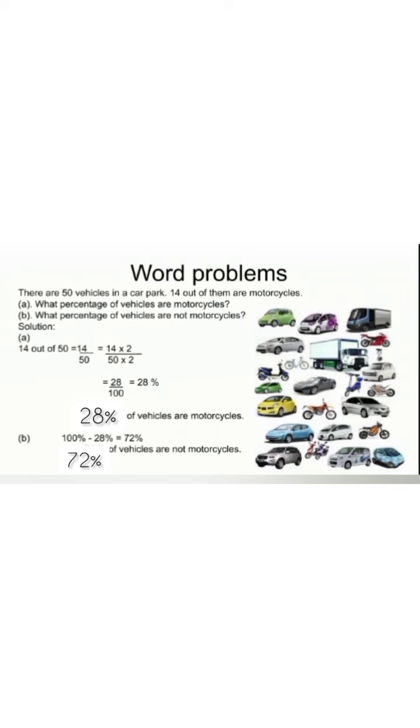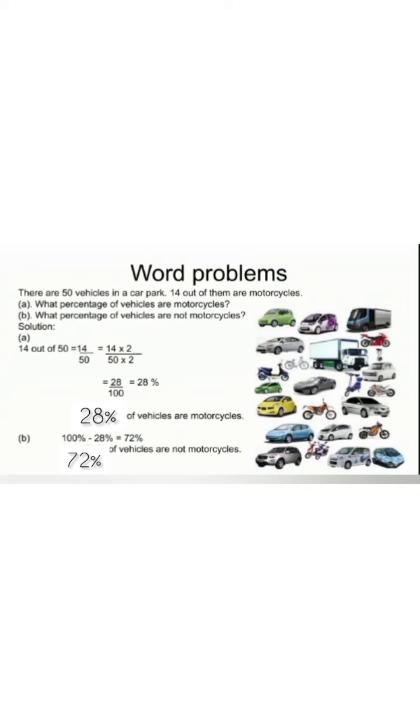Here's a word problem. In this word problem, we are required to find two things. So let's understand what they are. There are vehicles in a car park. There are 50 vehicles in the car park. 14 out of them are motorcycles. Part A. What percentage of vehicles are motorcycles? Part B. What percentage of vehicles are not motorcycles?